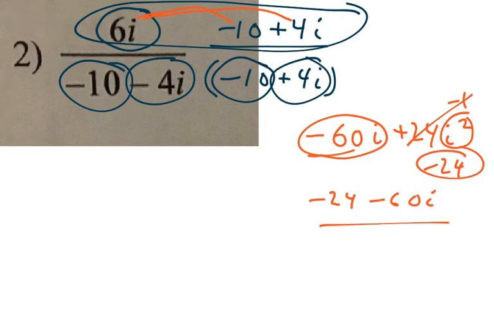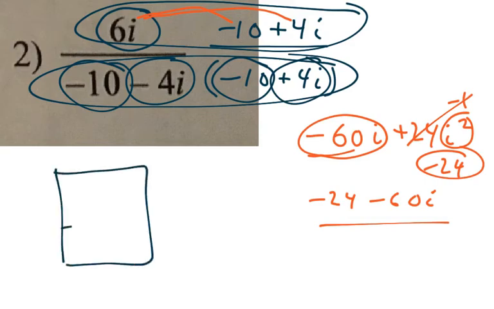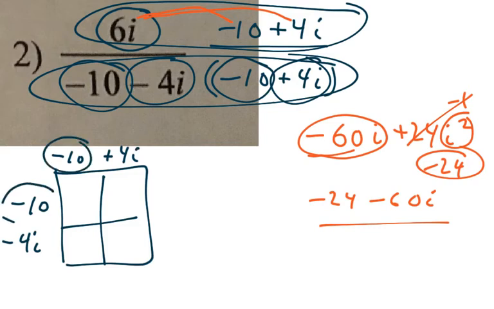Now, let's see what the denominator does. We're going to do this right there. Let's make our area model right here. -10 minus 4i, -10 plus 4i, the conjugate. -10 times -10 is 100. -10 times 4i is -40i.